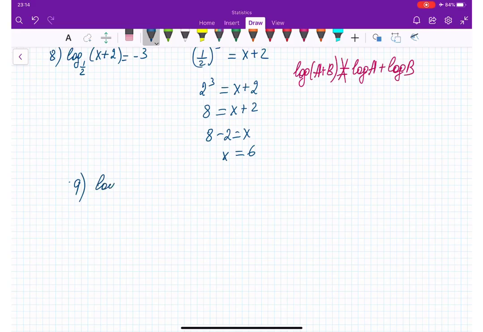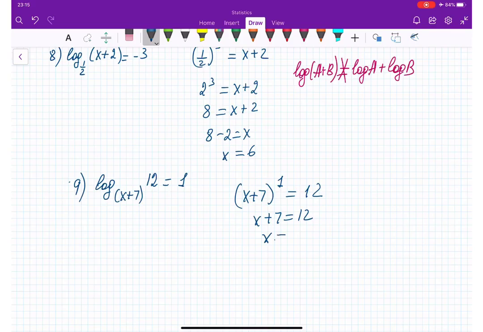Question number 9. Log of x plus 7 by base 12 is equal to 1. Okay, what does that mean? 12 to the power 1 is equal to x plus 7, which means x plus 7 is equal to 12, x is equal to 5.